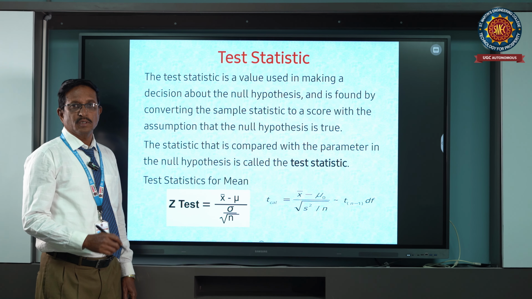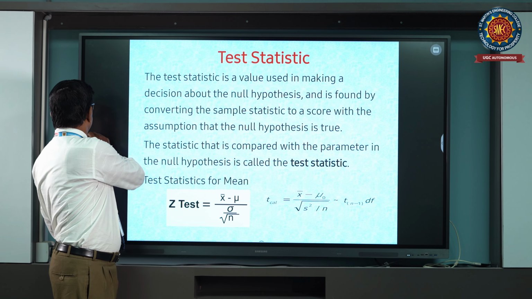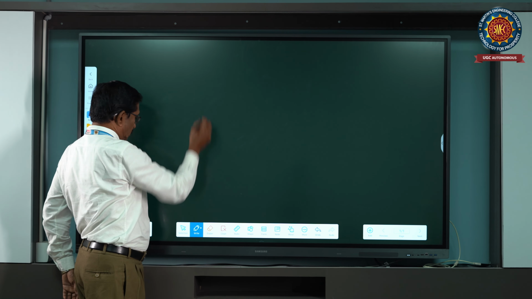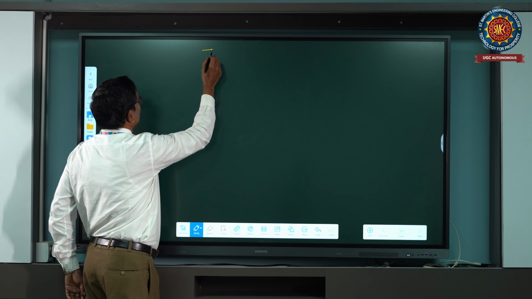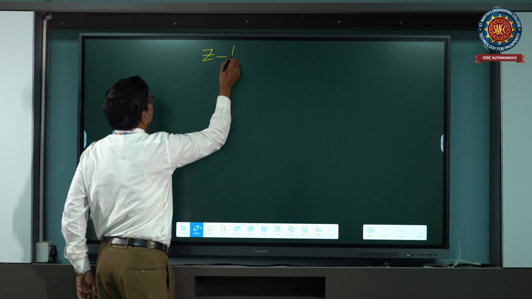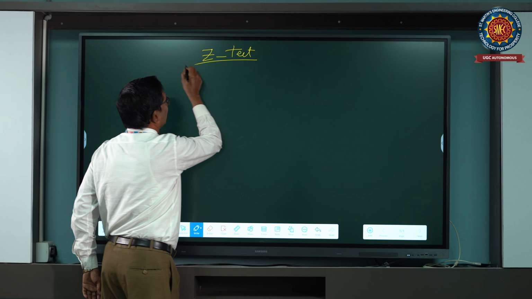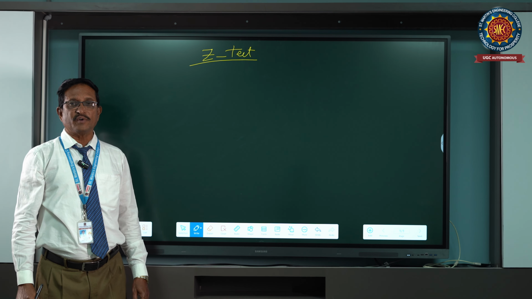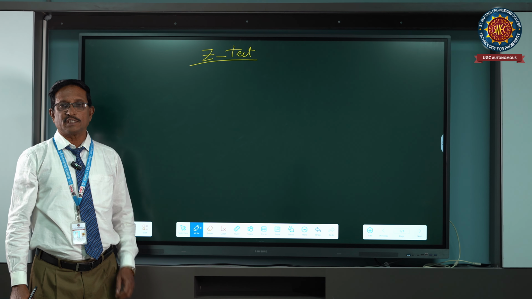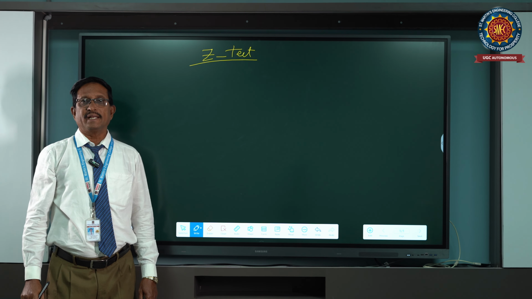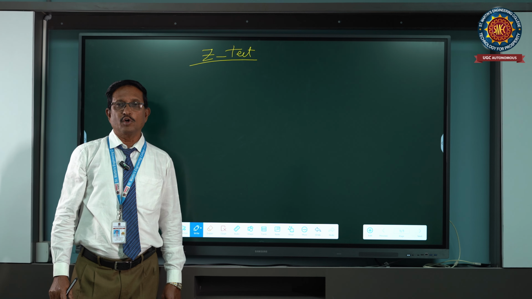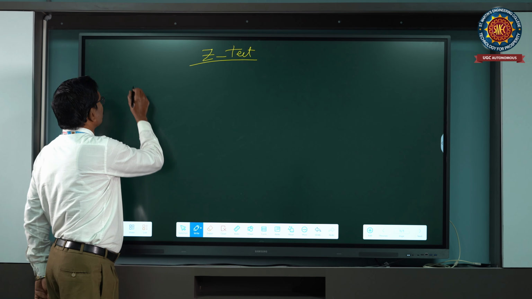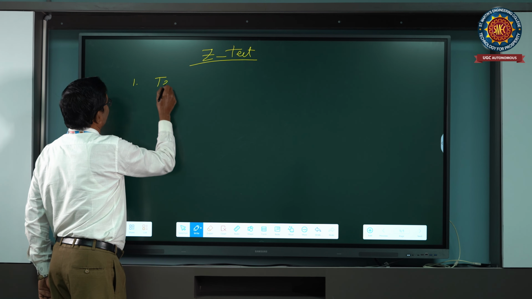Now I am going to explain the Z statistic. In the Z test, we have 4 methods. One is test for single mean, second is test for 2 means, third is test for single proportion, and fourth is test for 2 proportions. First one, test for single mean.